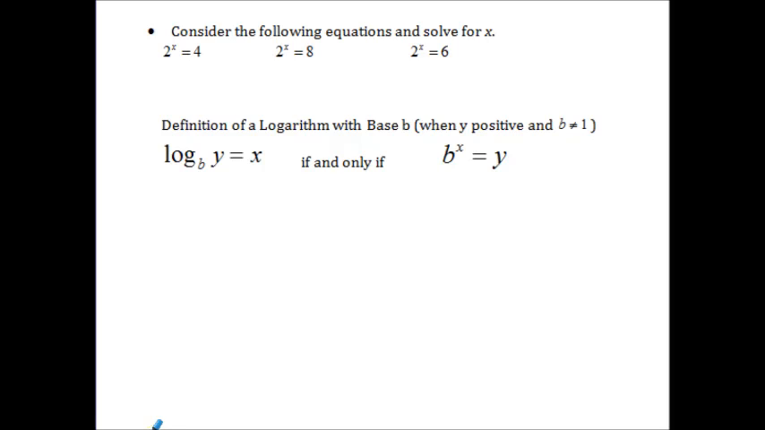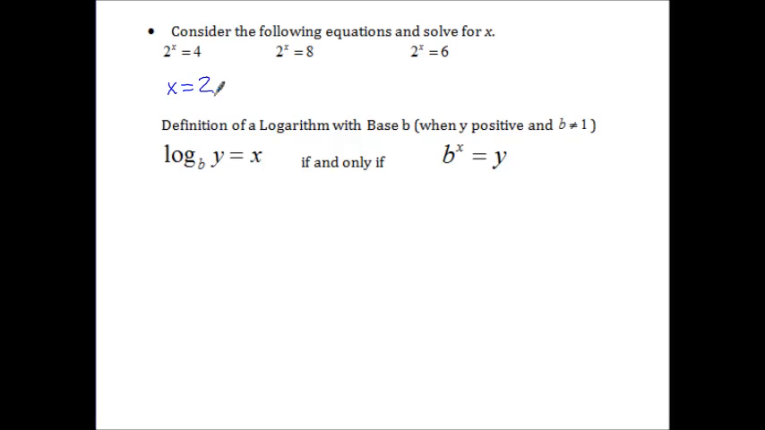2 to the power of x is equal to 4. If we want to find out what x is, we have to ask ourselves which exponent is going to turn 2 into 4. Fortunately, we have an easy answer for that. That is 2 to the power of 2. In other words, x is equal to 2. Let's look at our next example.